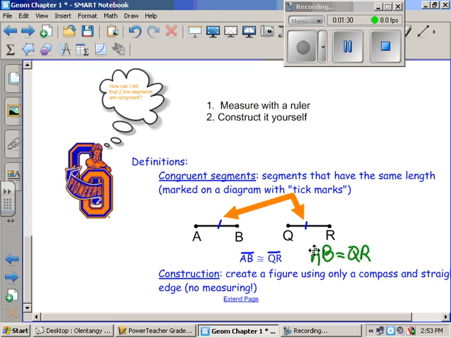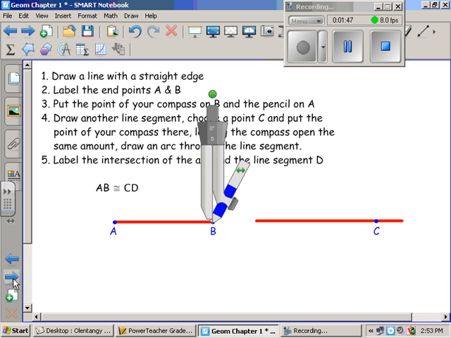All right? And if you want to show that two segments are congruent, we would put these little tick marks there. So for instance, what kind of triangle is this? Right, it's an equilateral triangle because all the sides are equal. We showed that by putting these tick marks in.